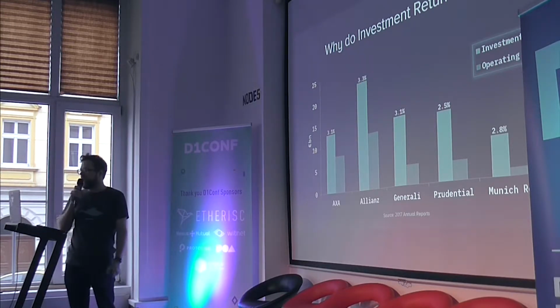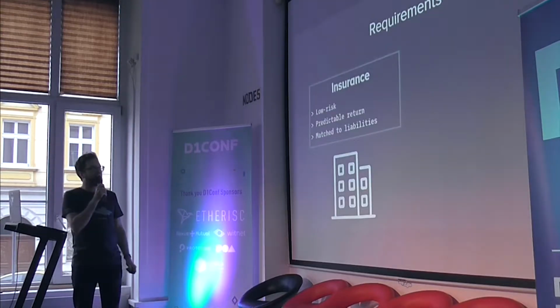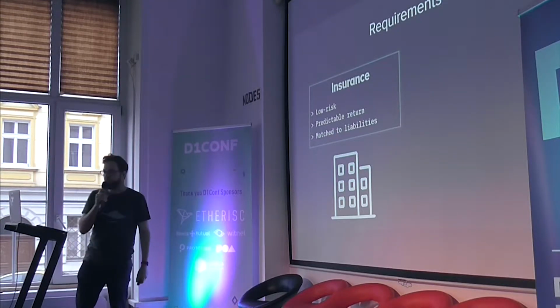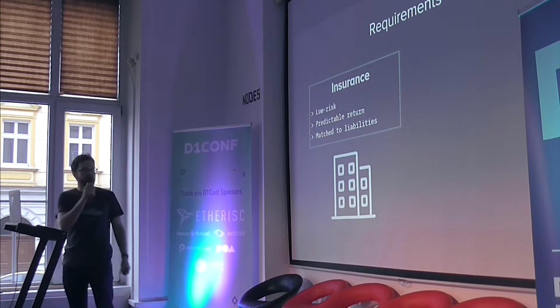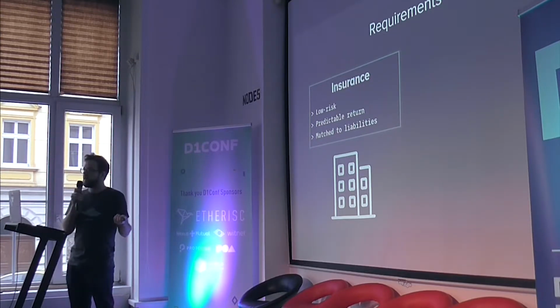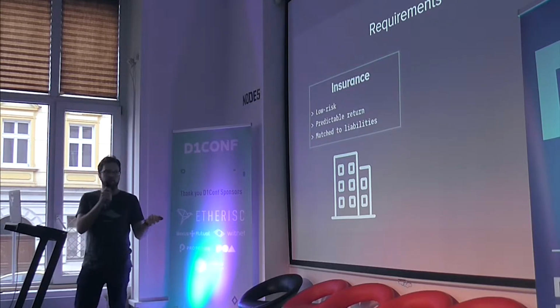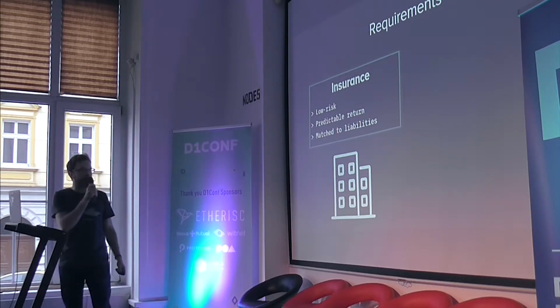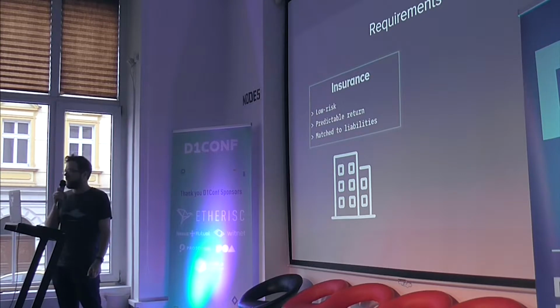So what kind of assets are fit for purpose? From the insurance world, the assets need to be low risk, they need to have a predictable return, and they need to be matched to the liabilities of the insurance, which means that most of the incumbents invest in exciting things like German government bonds.